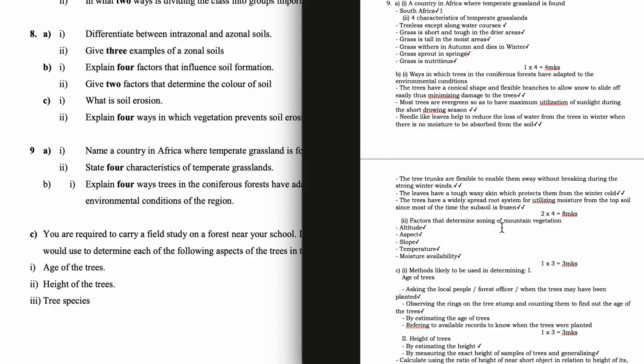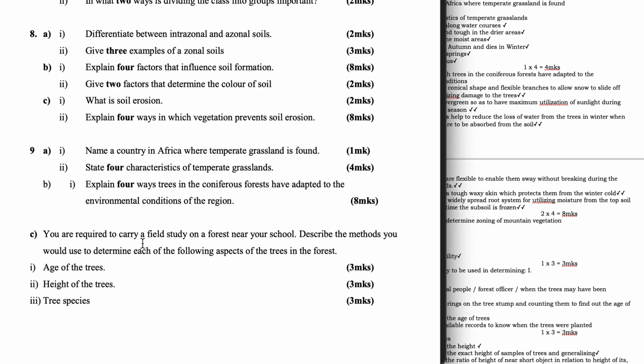Factors that determine zoning of mountain vegetation. We have altitude, aspect, slope, temperature, and moisture availability.